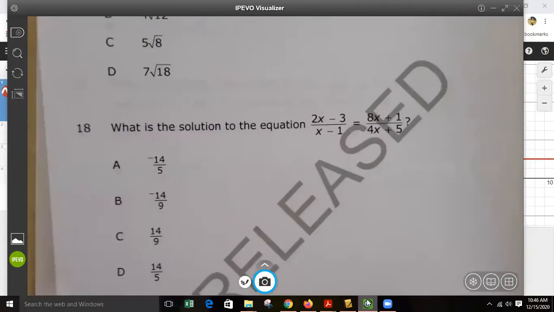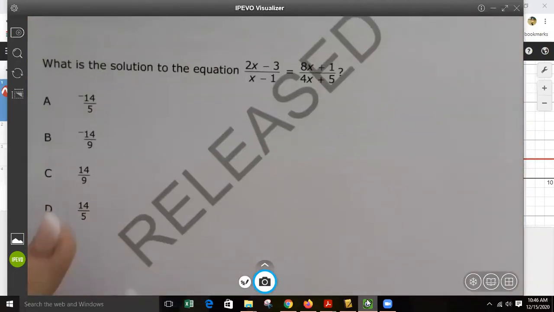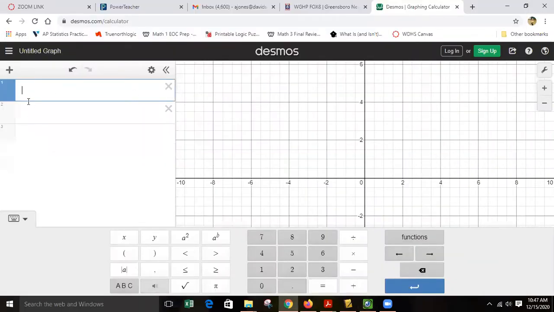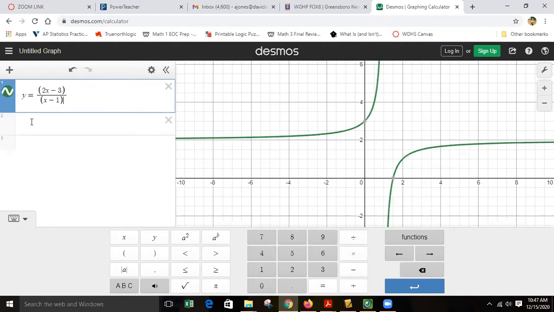Look at number 18. Again, I'm just doing the easy ones first that you should already know how to do. This one I would either do on my calculator or in Desmos. So if we're looking at Desmos, I'm going to do y equals, and I'm going to do the first one. I'm going to put the top in parentheses so that I can get the right fraction in. And then I'm going to put the bottom, or the second part, in.